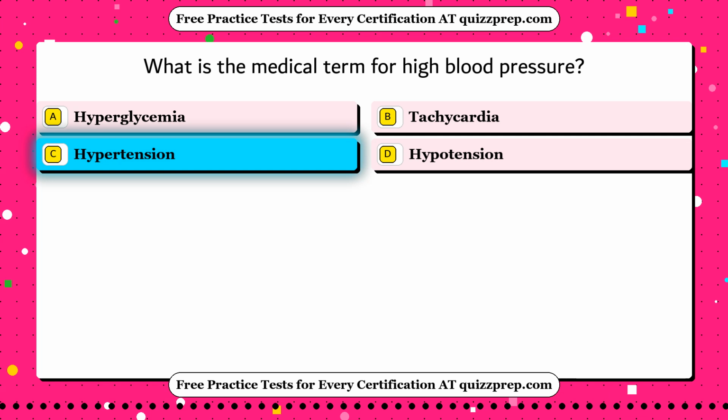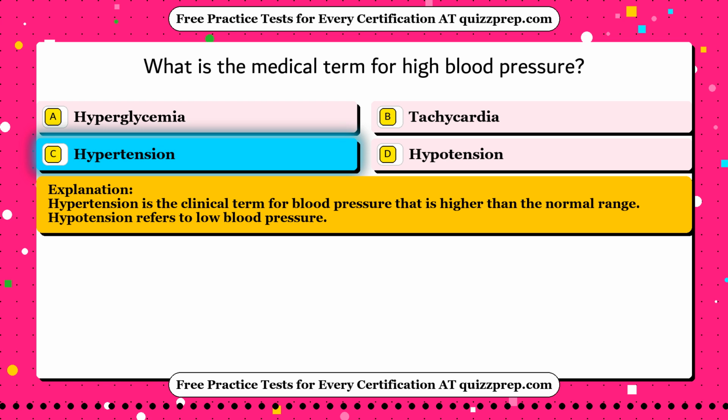The correct answer is option C, hypertension. Hypertension is the clinical term for blood pressure that is higher than the normal range. Hypotension refers to low blood pressure.